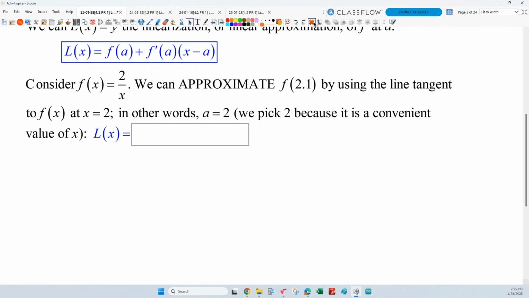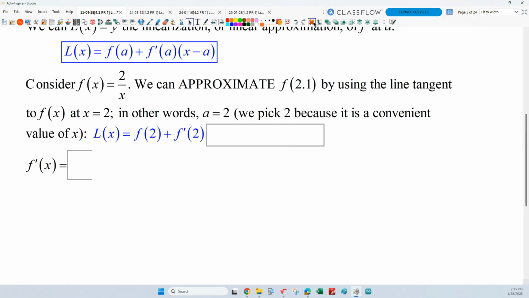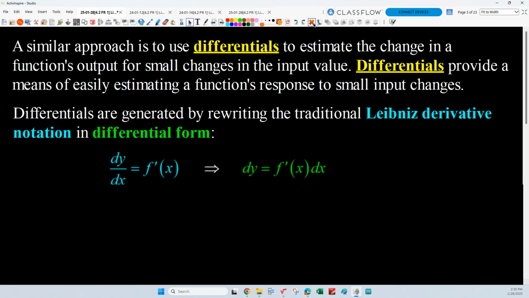Okay? We picked 2 because it's a convenient value of x. Okay, so if that's our convenient value, then what is L of x? What's our linearization going to be? It's going to be f of a, which is, what's a? 2. So f of 2 plus f prime of 2 times x minus 2. That's it.